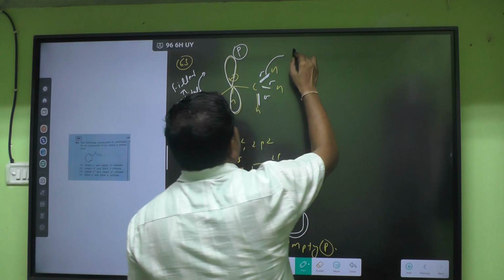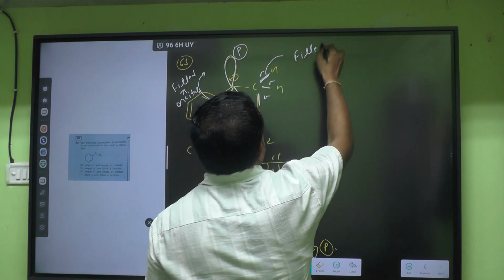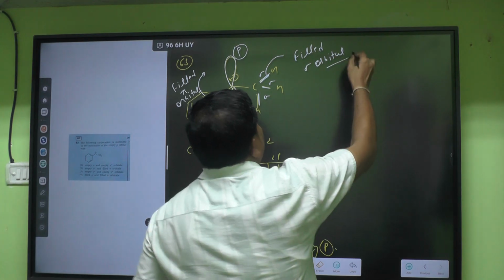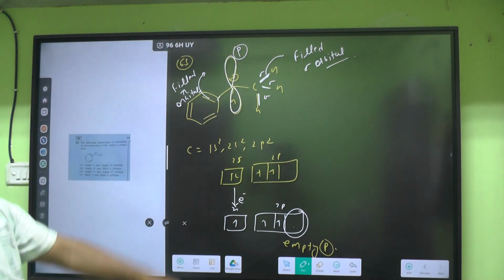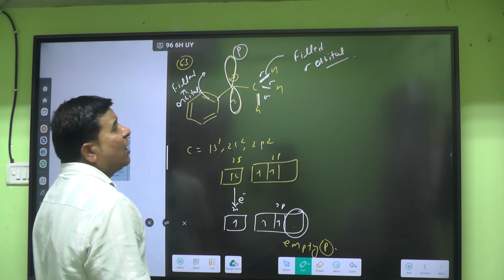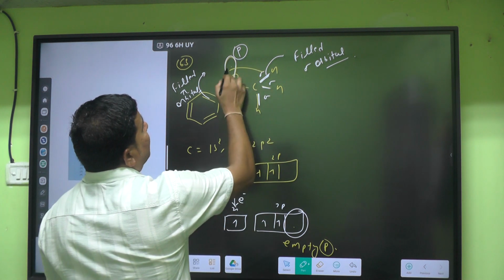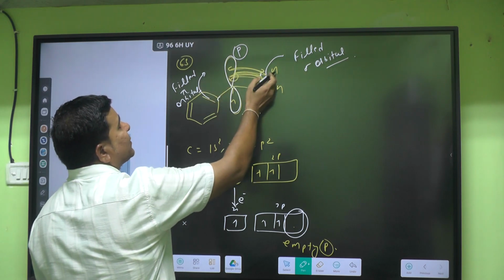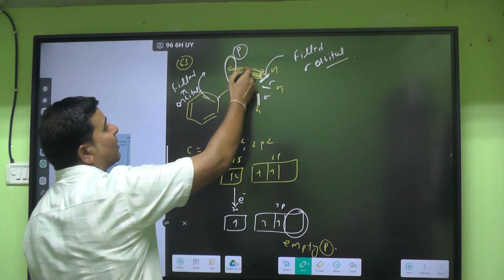It is filled sigma orbital here. Filled sigma orbital here. Now here, filled sigma orbital. Here the pi orbital causes overlapping with the vacant p orbital. Overlapping means delocalization of sigma electron of this orbital and pi electron of this orbital.